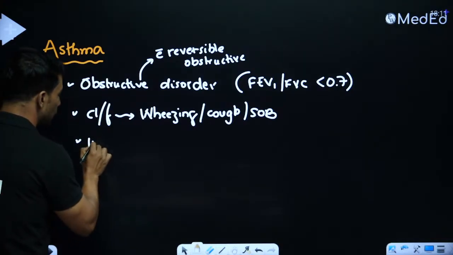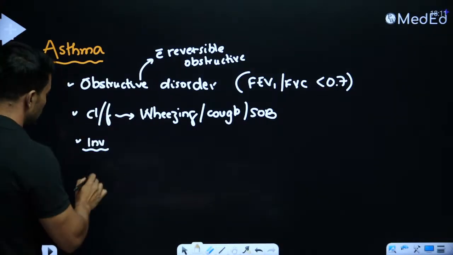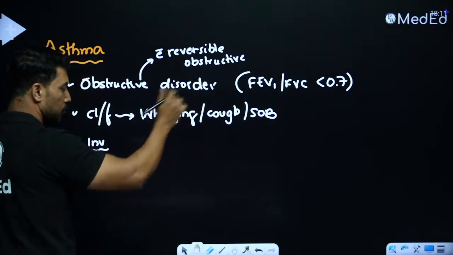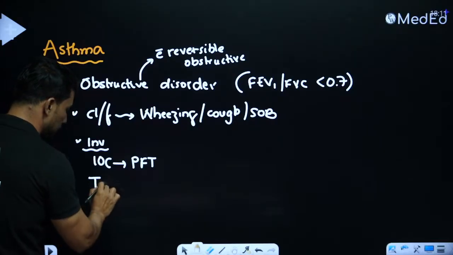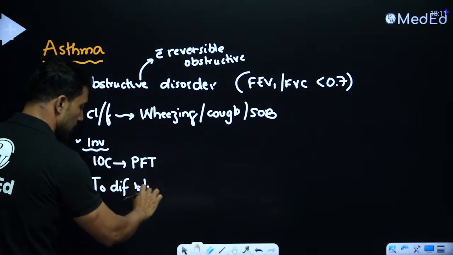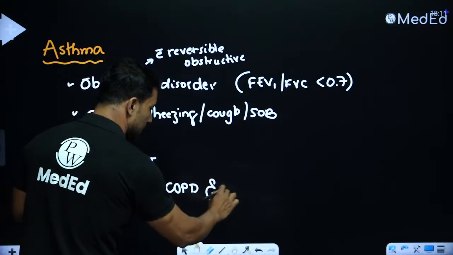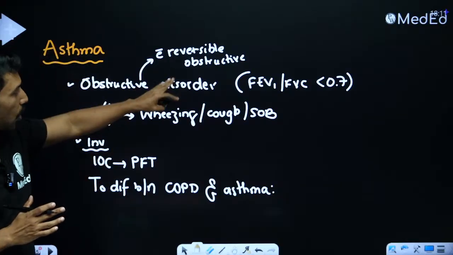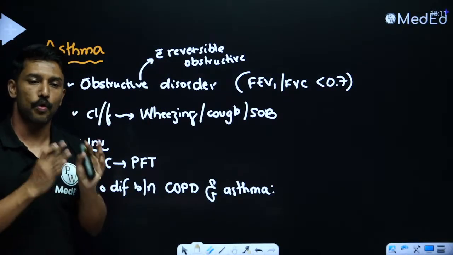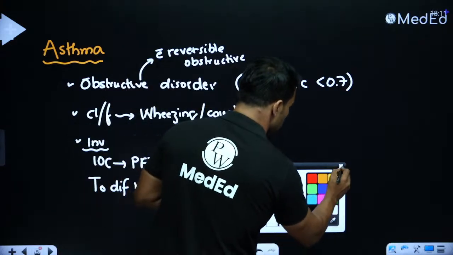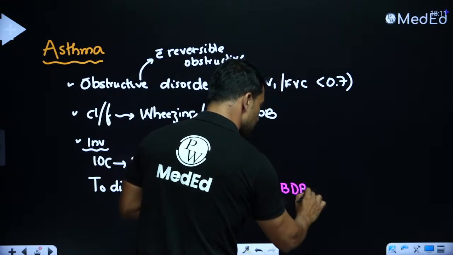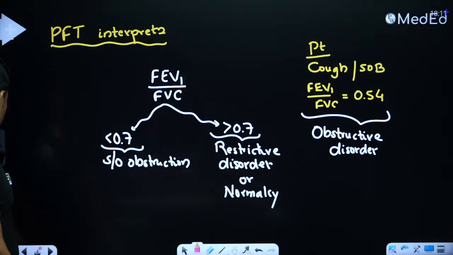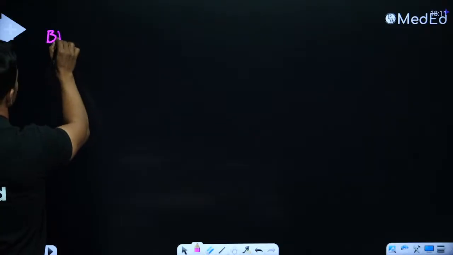So when it comes to investigation for a case of asthma, the investigation of choice will of course be PFT, which will show an obstructive picture. And the question is, how do I differentiate between COPD and asthma? All I need to do is prove that this patient's obstruction is reversible. How do I prove it? By giving a bronchodilator. So for that, we do a test called the bronchodilator reversibility test.